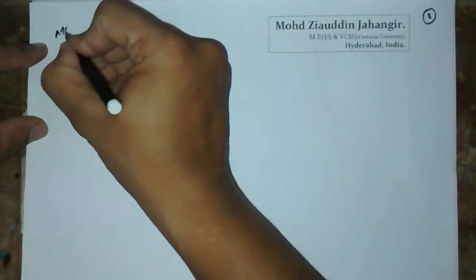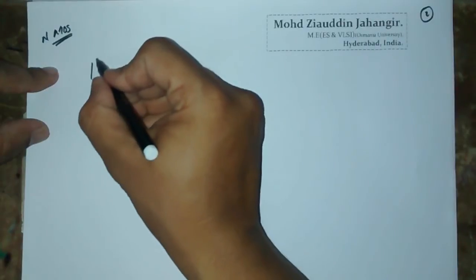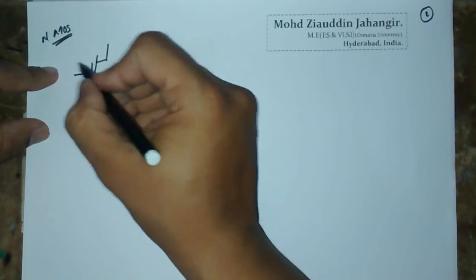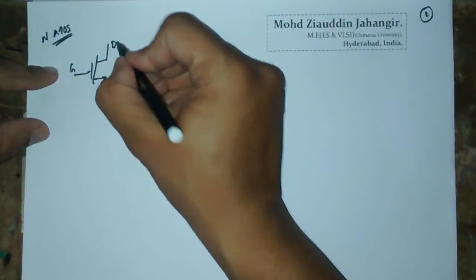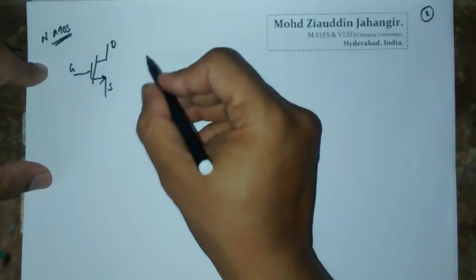So your MOS, particularly NMOS I'm talking about, the symbol of NMOS is like this. This is going to be gate, this is drain, and this is source. Let us look at the characteristics of this NMOS.